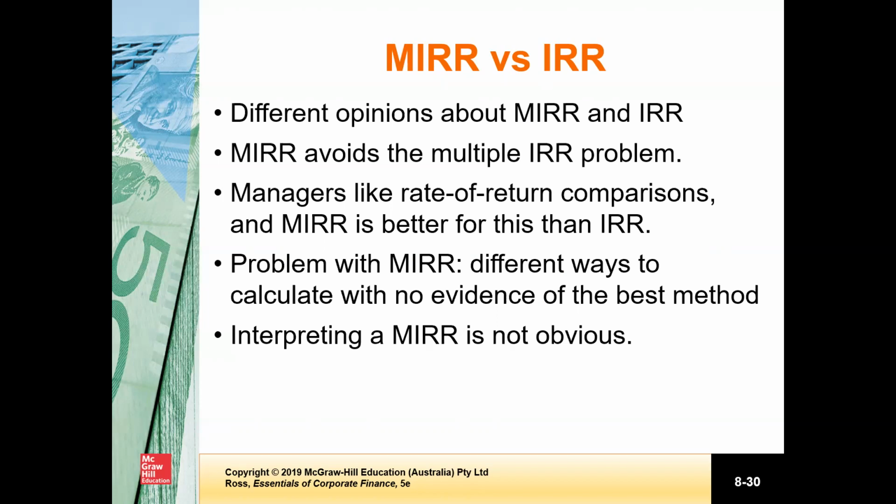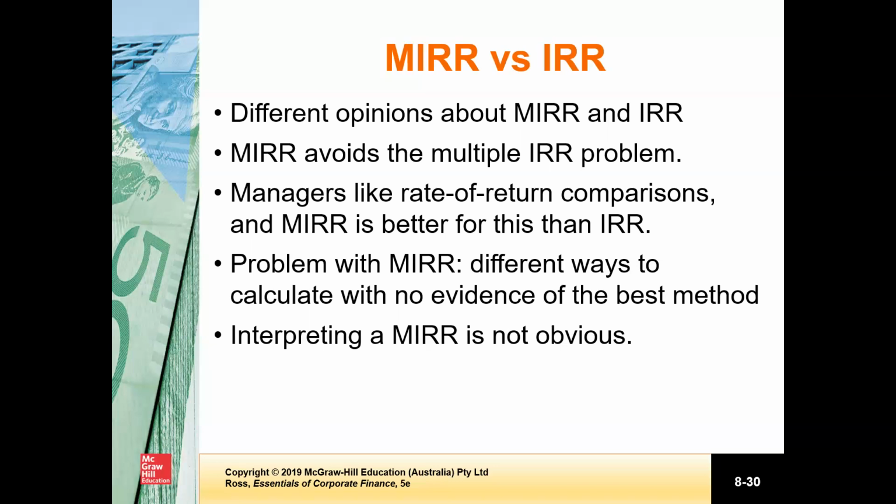Okay, so as with our discussion, one problem with the MIRR is that there are different ways of calculating them, and there is no clear reason to say that one of the three methods is better than the other. Okay, the differences are small with simple cash flows, but they could be much larger for a more complex project. Furthermore, it's not clear how to interpret an MIRR. It may look like a rate of return, but it is a rate of return on a modified set of cash flows, not on the project's actual cash flows.